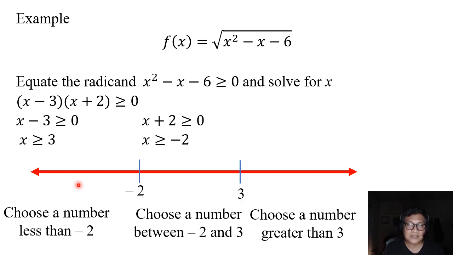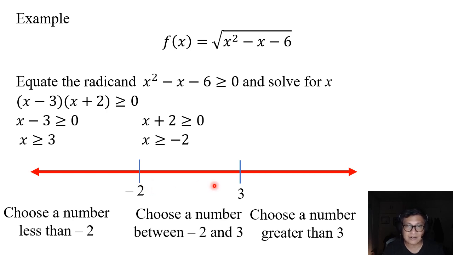So there will be values, class, that will be less than negative 2, there will be values between negative 2 and positive 3, then there will be values greater than positive 3. Now, if the value of your x is negative 2 or positive 3, because we also have equality here, of course, it will be part of the solution. But what about those values that are less than negative 2, greater than positive 3, or values that are between negative 2 and positive 3?